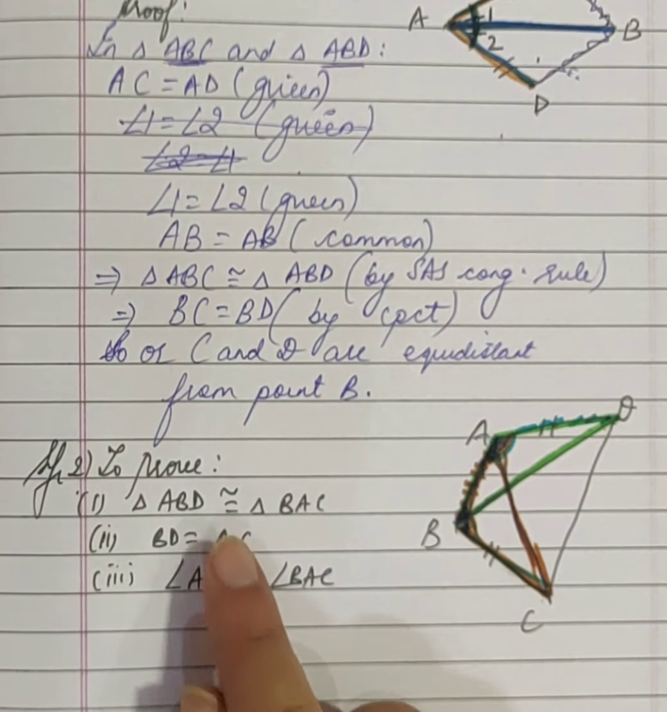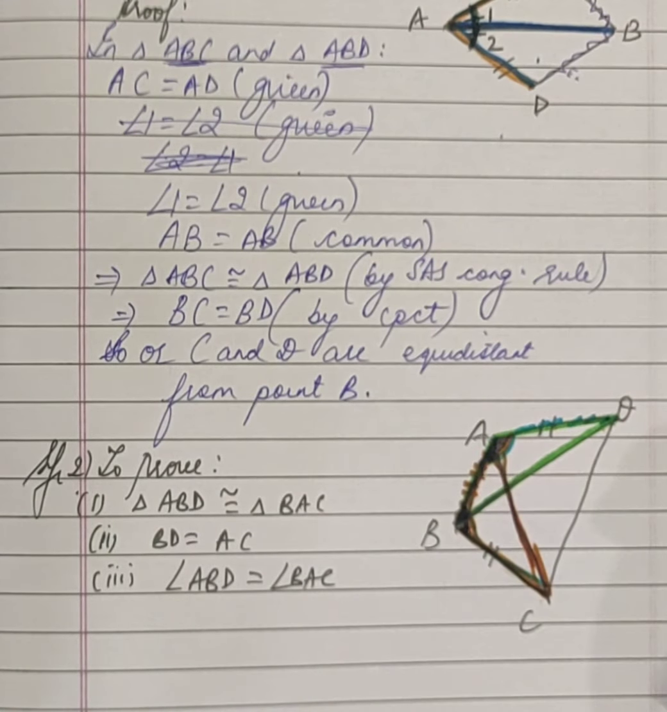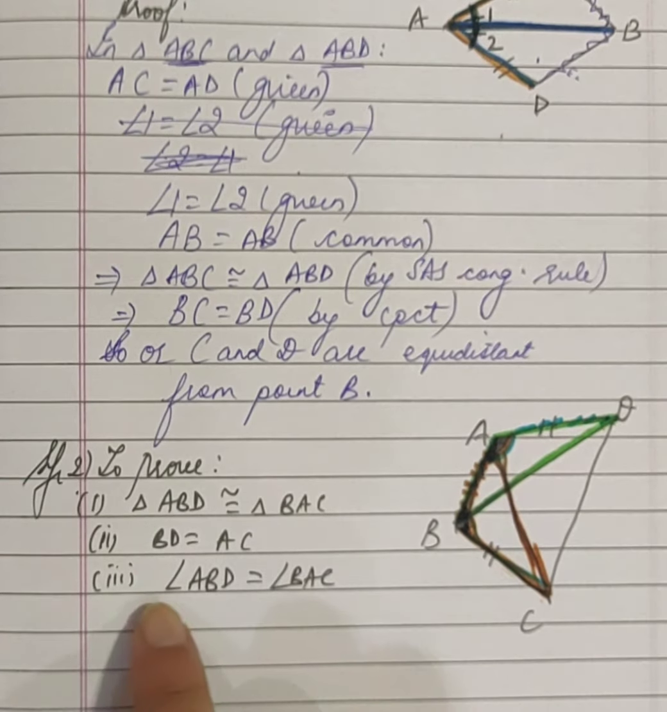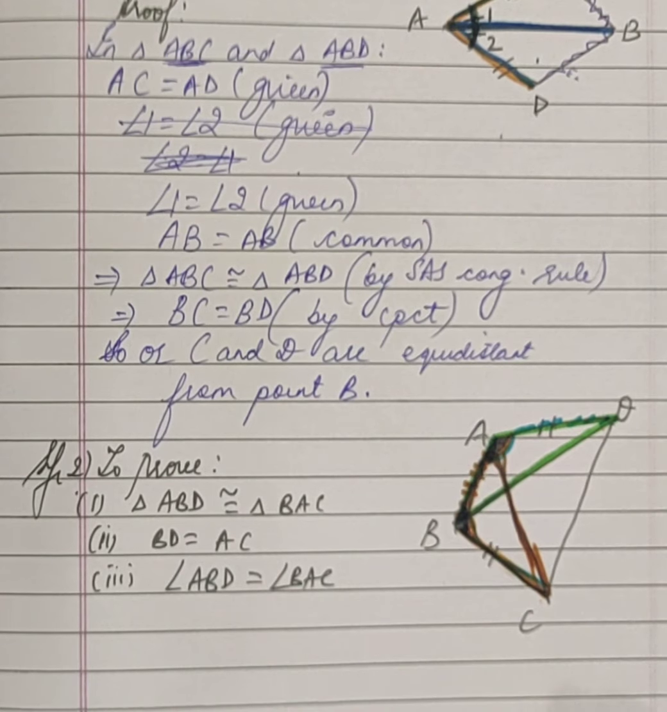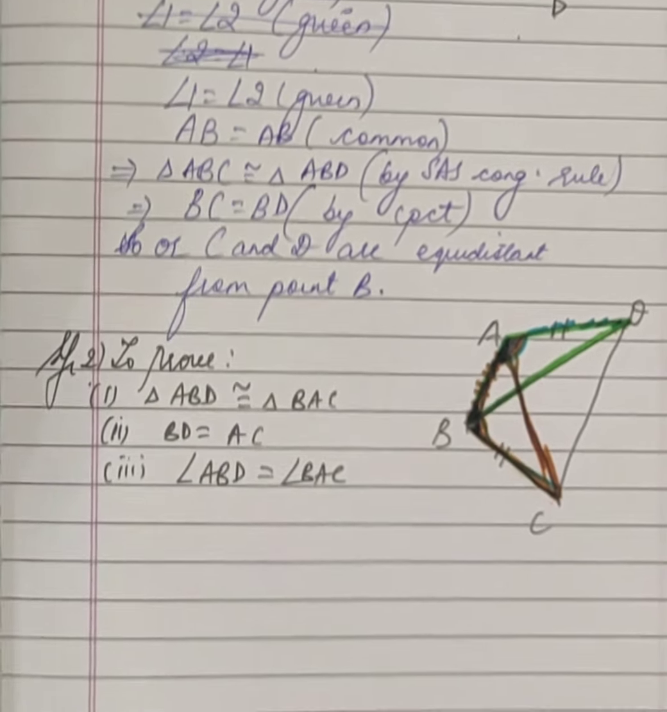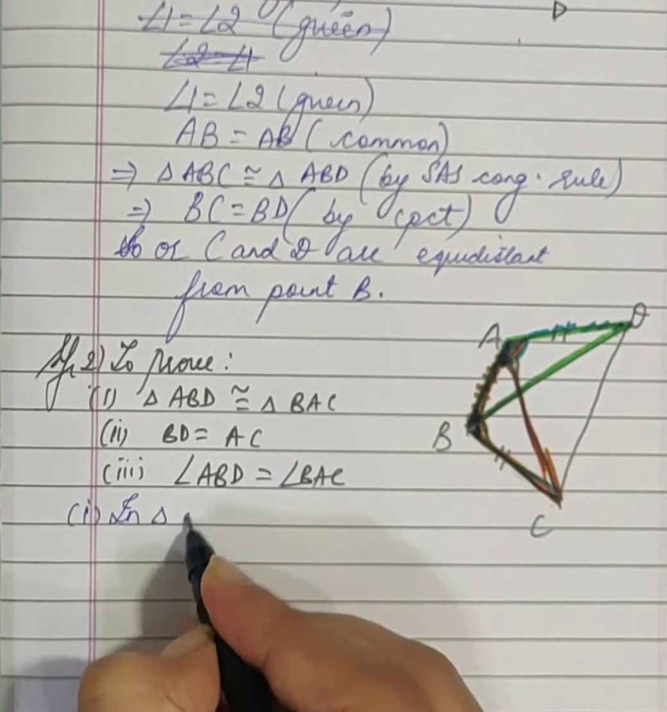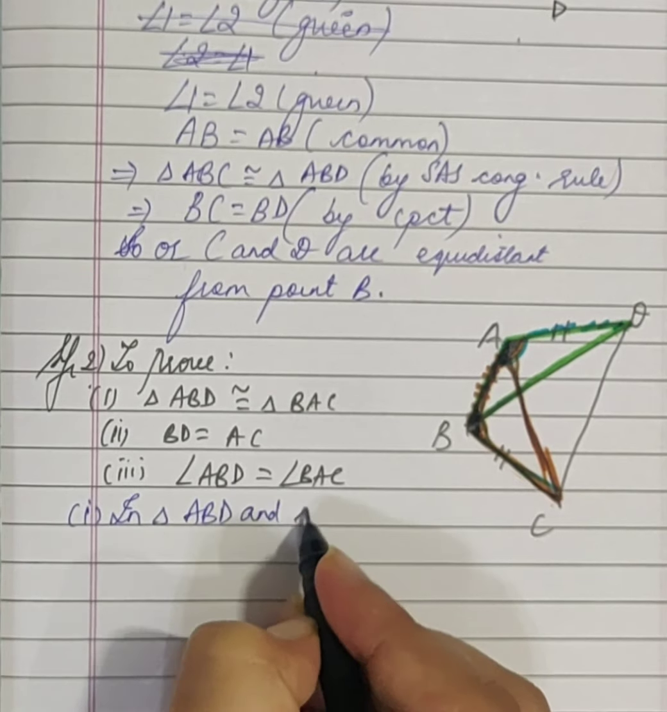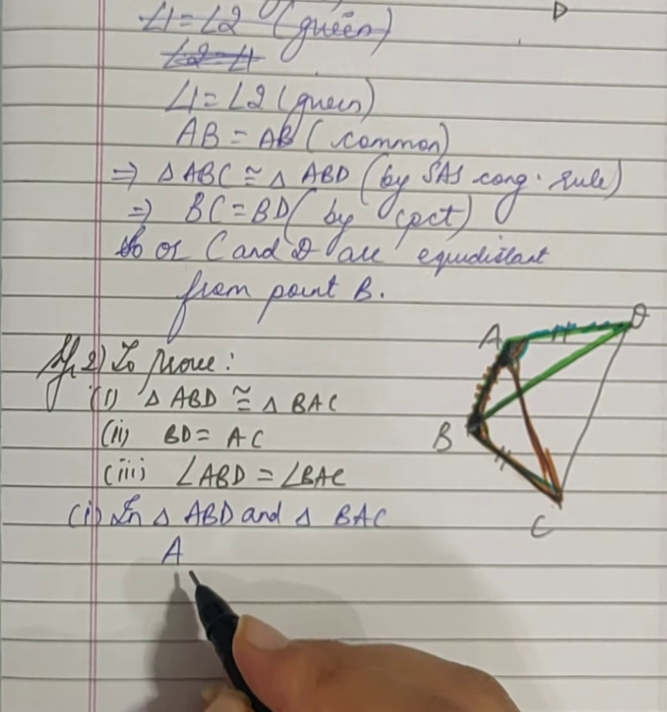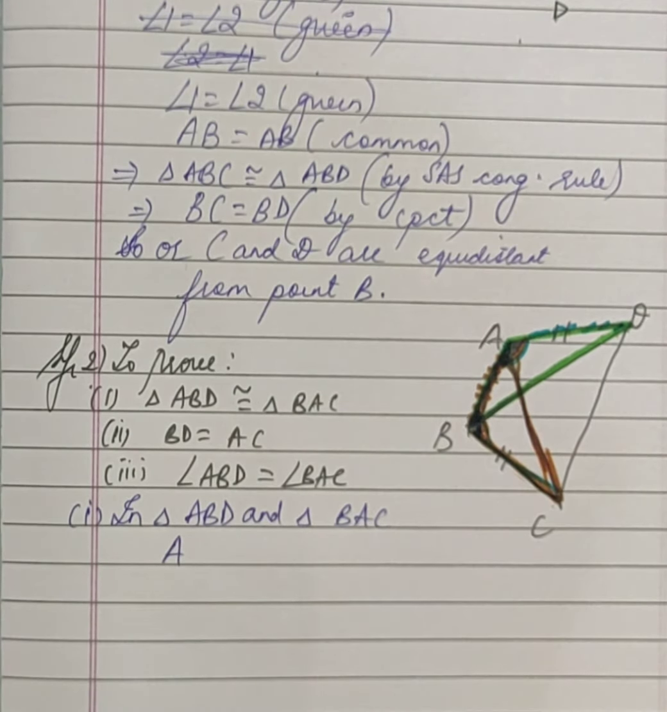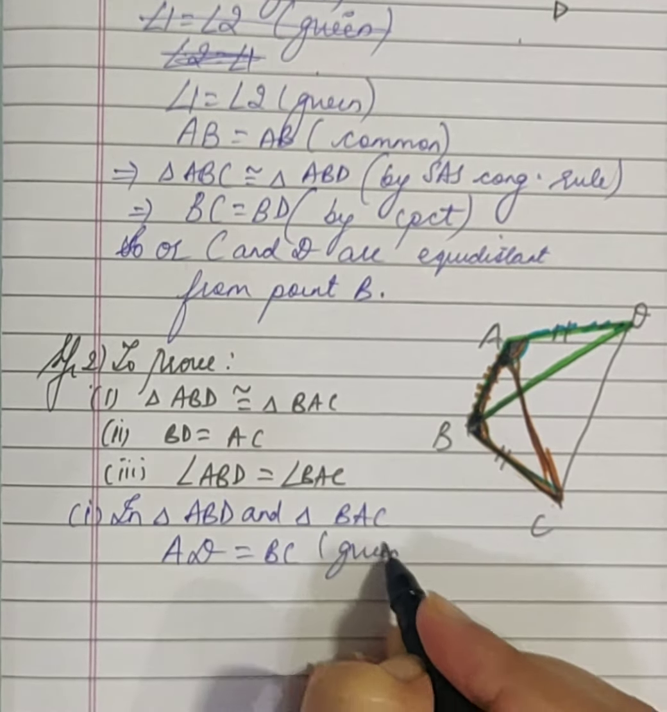Now second and third part directly, BD is equal to AC. Why? By CPCT, by corresponding parts of congruent triangles. And angle ABD is equal to angle BAC. Directly you can write using CPCT. Let's start doing this. First part. In triangle ABD and triangle BAC, AD is equal to BC. Why? This is given.